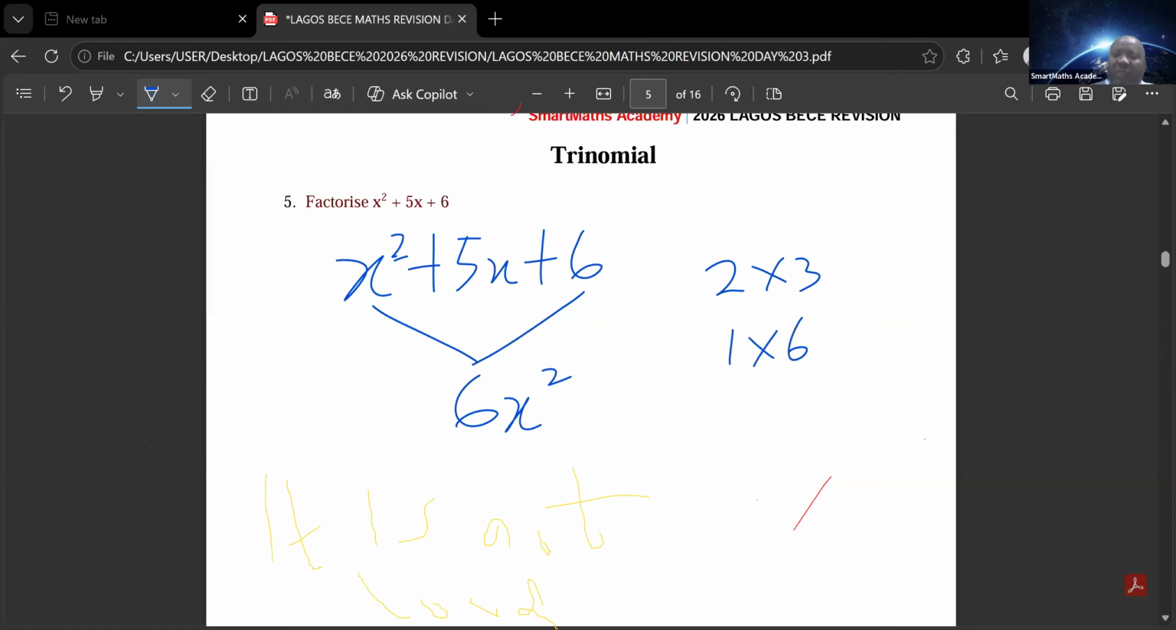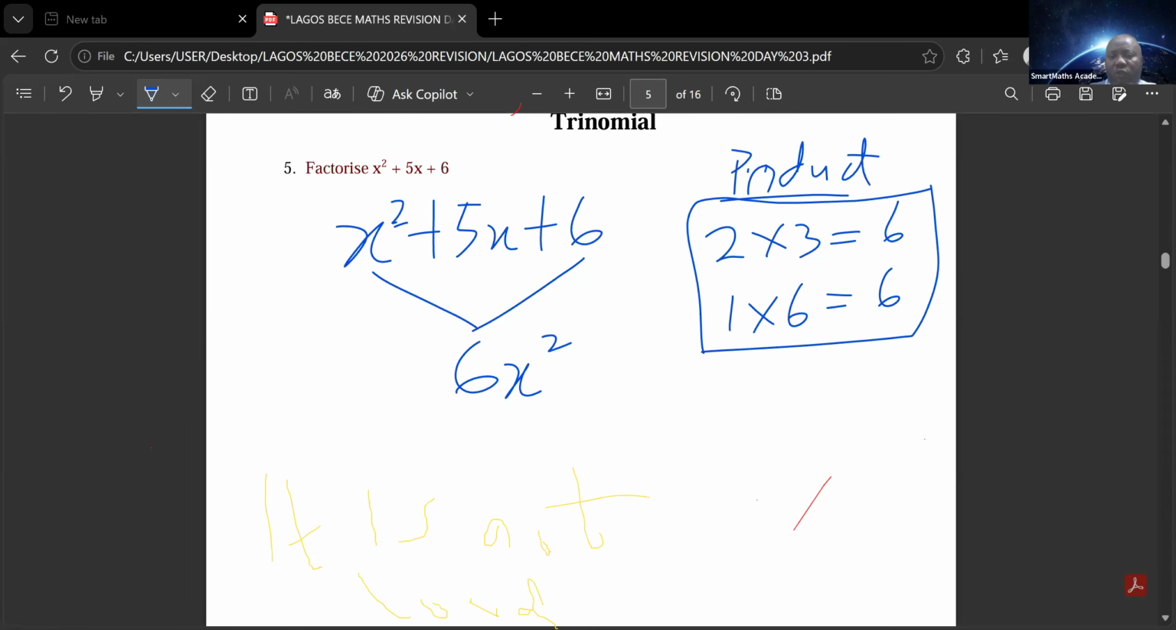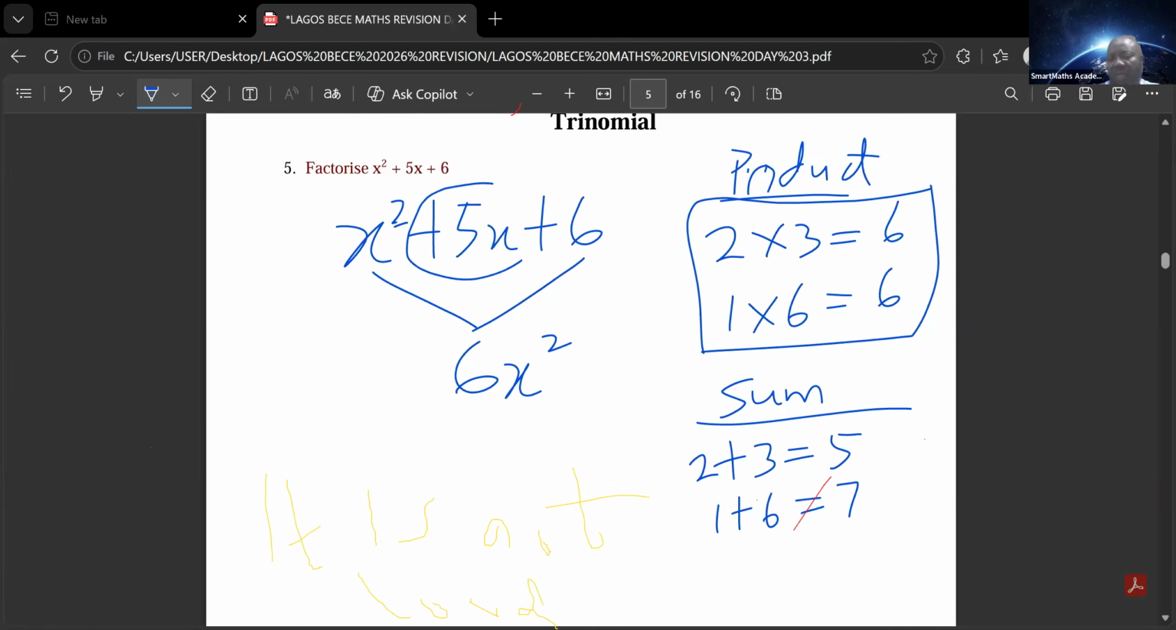When we get that, this is the product. Product means multiplication. When we multiply them together, this gives us 6, and this also gives us 6. So for these two pairs of numbers that we have fixed here, let's look at their sum. 2 plus 3 gives us 5, and 1 plus 6 gives us 7. Between the two of them, which one gives us the number we have in the middle? You agree with me that it is the first one, which is 2 plus 3.